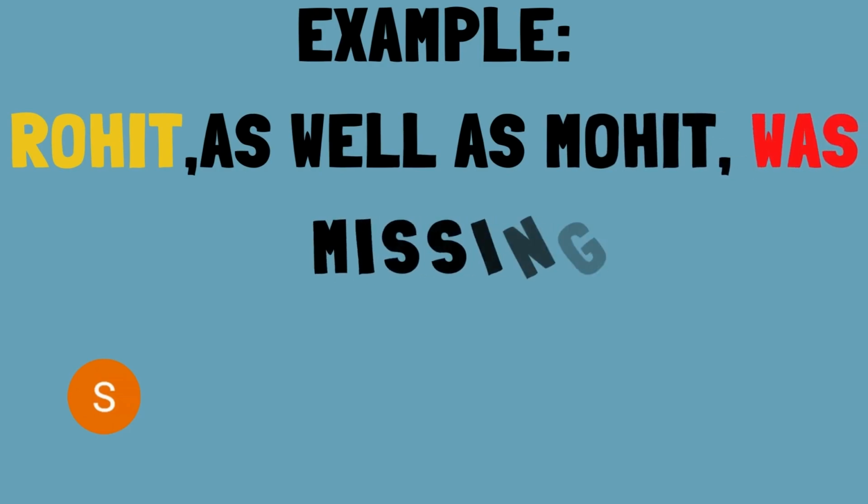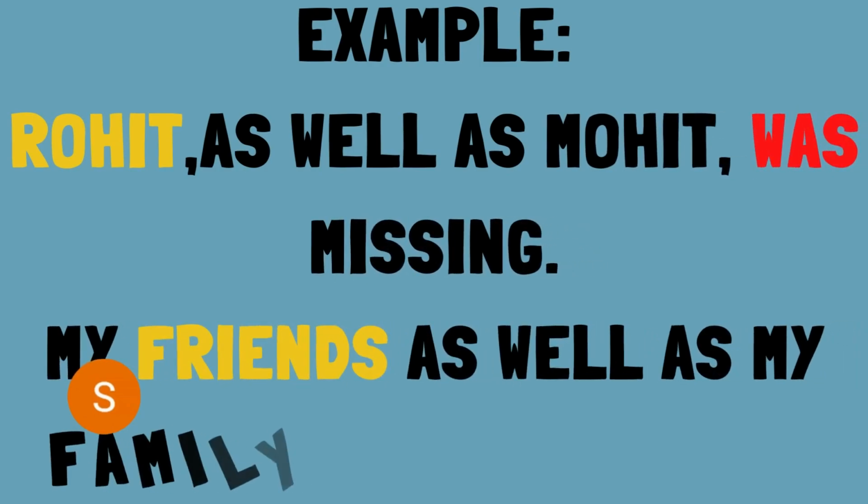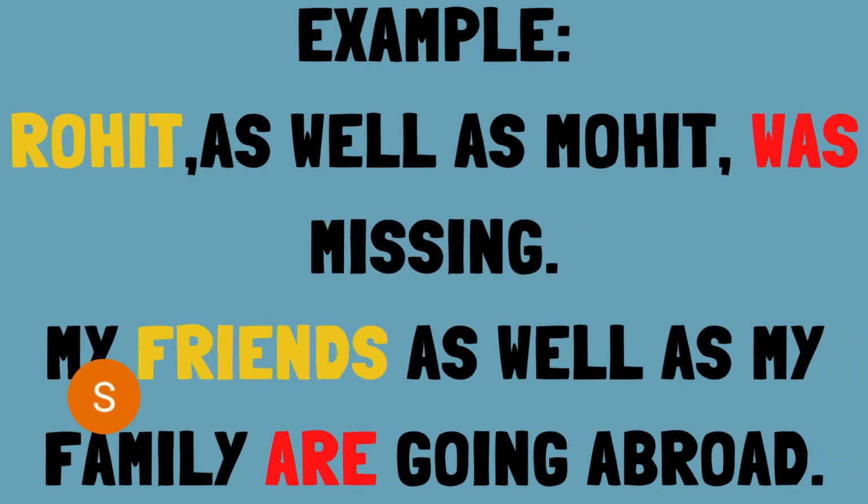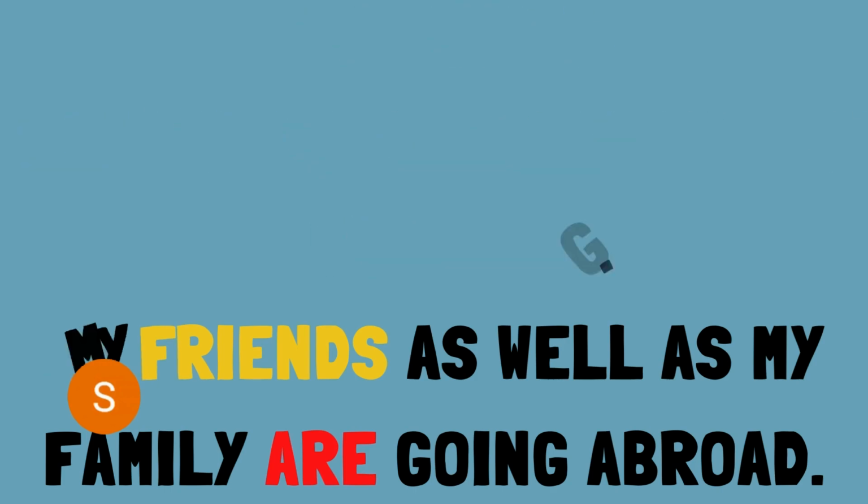Rohit as well as Mohit was missing. In this case, Rohit is the subject that is used first, so we are going to use a singular verb. Now see the next example. My friends as well as my family are going abroad. Here also we will be considering the first subject, which is plural here. Accordingly, we are going to use a plural verb. Hope you have understood this clearly.